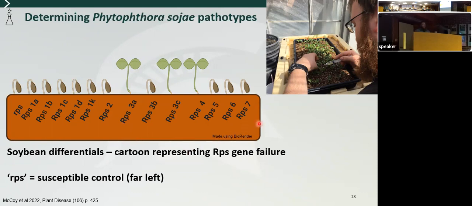So after doing the inoculations, we go through and rate the variety's response, essentially counting the number of plants inoculated and counting the number of plants that were diseased or dead.